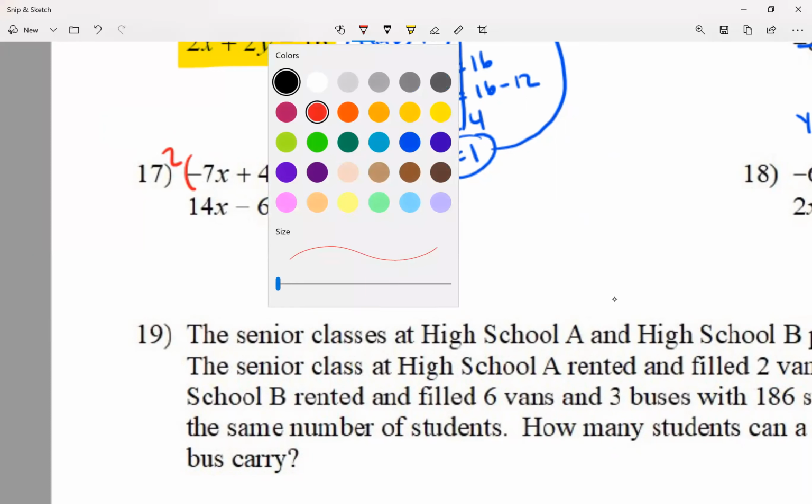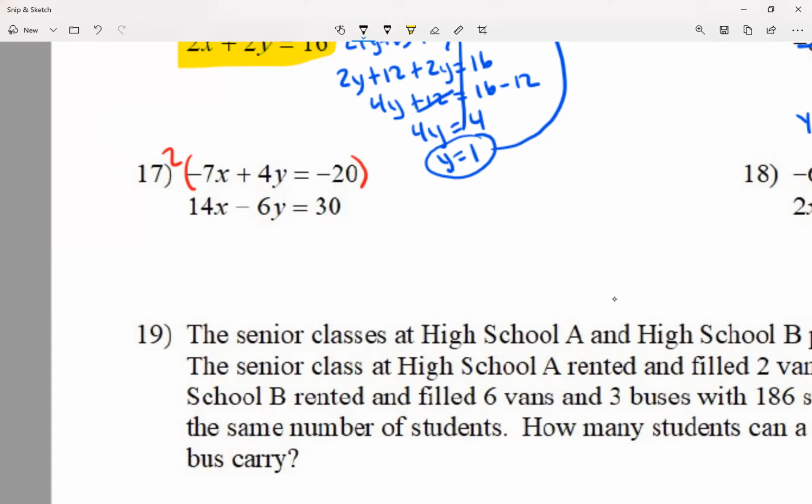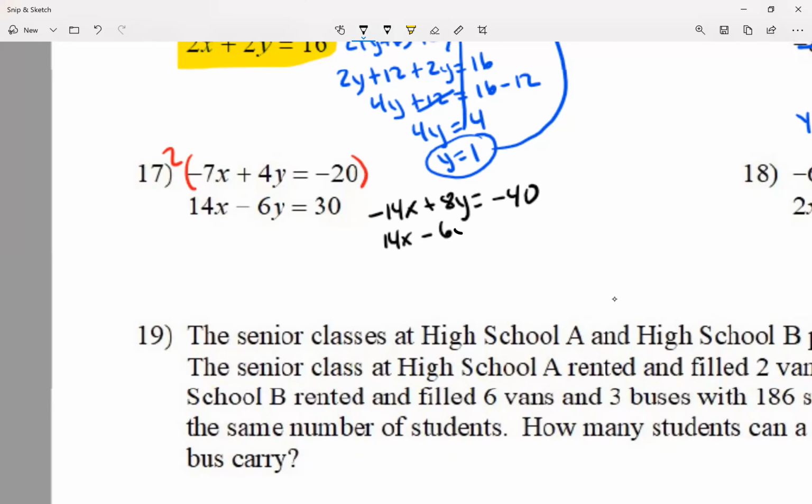I have negative 14x plus 8y is equal to negative 40, right? I multiplied everything by 2. My second equation, I have 14x minus 6y is equal to 30. I'm not doing anything because I noticed the x's cancel out. They cancel out when they have the same number, but different signs. One of them is negative, one of them is positive.